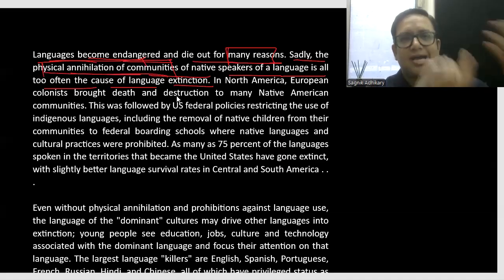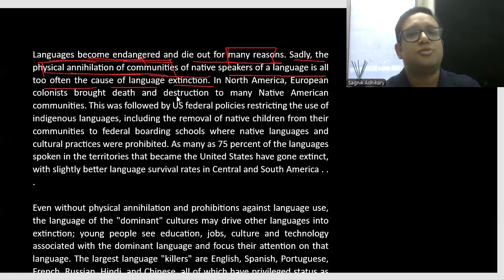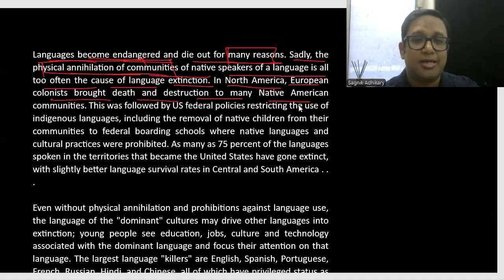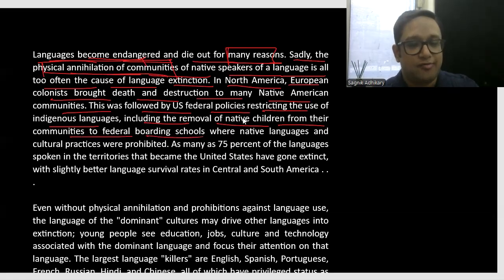If native speakers just die, there are no people left who speak a certain native language, then obviously the language is dead. Some examples are given. North America, European colonists brought death and destruction to many Native American communities. This was followed by US federal policies restricting the use of indigenous languages, including the removal of native children from their communities to federal boarding schools.